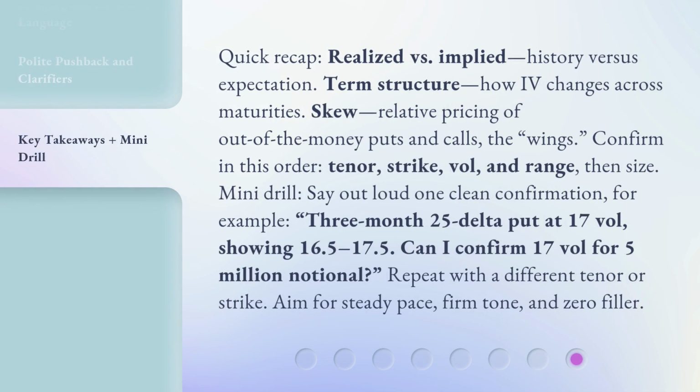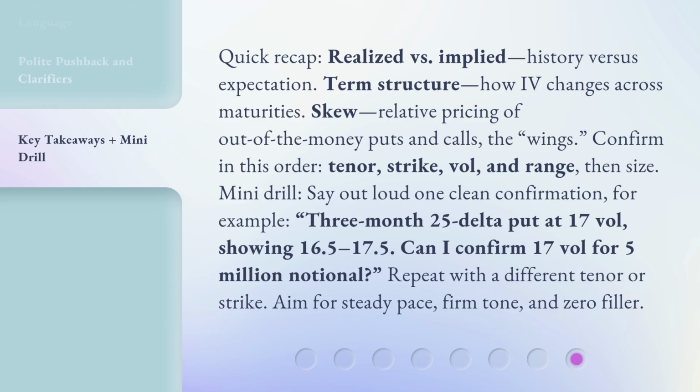Quick recap: realized versus implied, history versus expectation, term structure, how IV changes across maturities, skew, relative pricing of out-of-the-money puts and calls, the wings. Confirm in this order: tenor, strike, volume, and range, then size.